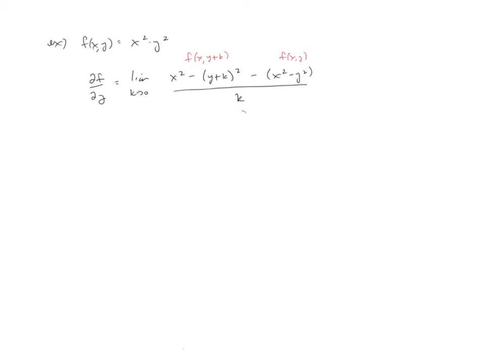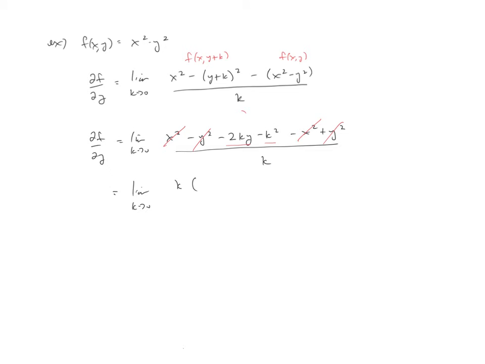All right, so we'll go ahead and simplify this now. So partial f, partial y is going to be the limit as k goes to 0, and this will be x squared minus y squared minus 2ky plus k squared. Excuse me, that's a minus k squared there. Minus k squared. And then we have minus x squared plus y squared if we distribute that negative in there. Now, just like in Calc 1, everything without a k should go away. So x squareds are gone, y squareds are gone, and therefore everything that we have left has a k in it, so I can factor that k out.